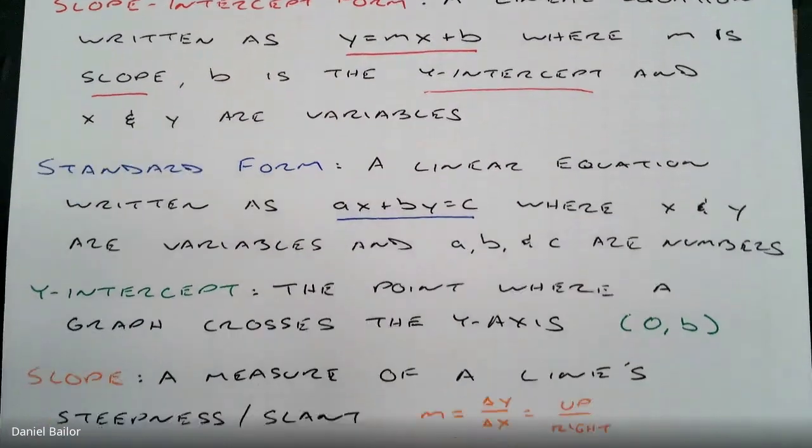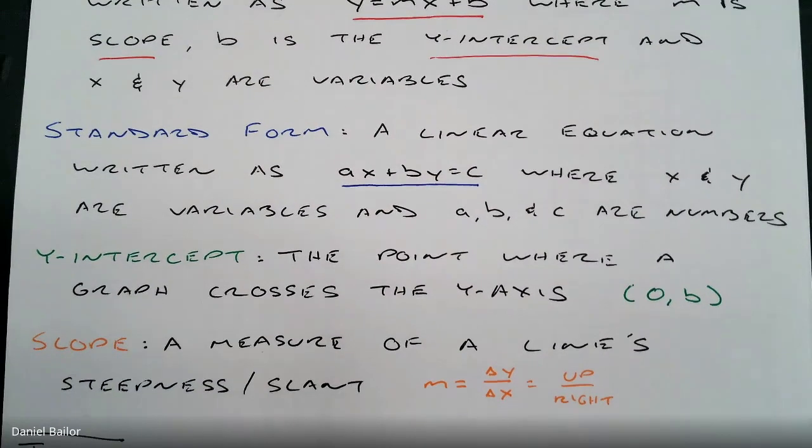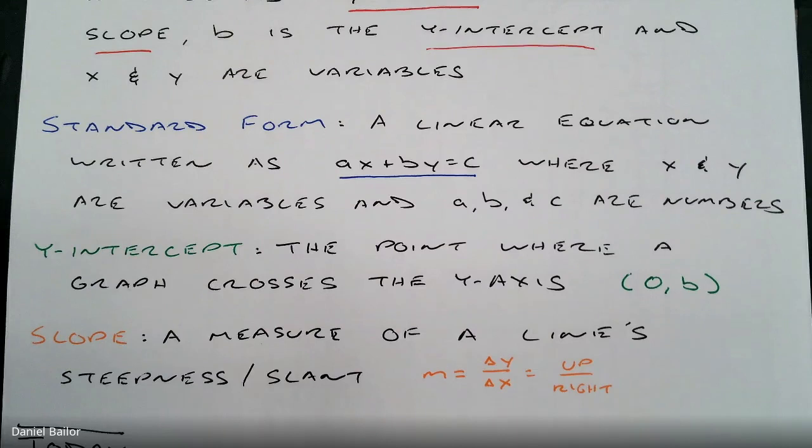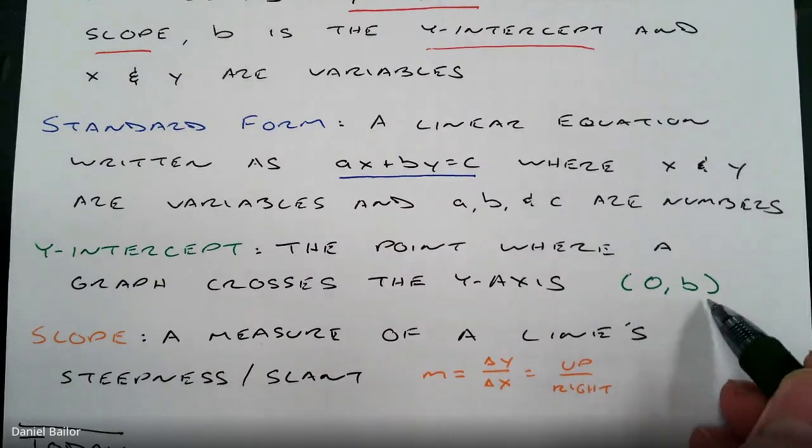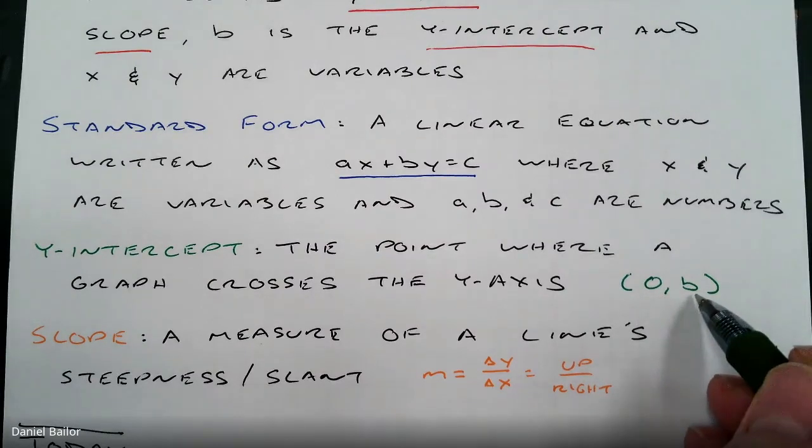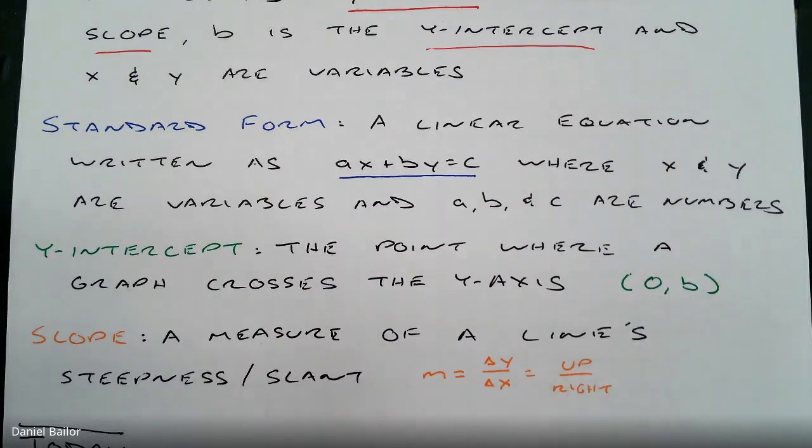A couple other things are going to be important for today's work. Y-intercept and slope are the last two vocabulary terms. Y-intercept is the point where a graph crosses the y-axis. In other words, (0, b), where b is the y-value where the line hits. The last vocabulary term for today is slope. Slope is the measure of a line's steepness or slant. For slope, we use the letter m, and to find it, we do the change in y divided by the change in x.